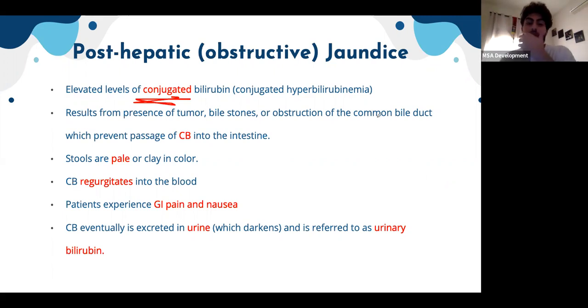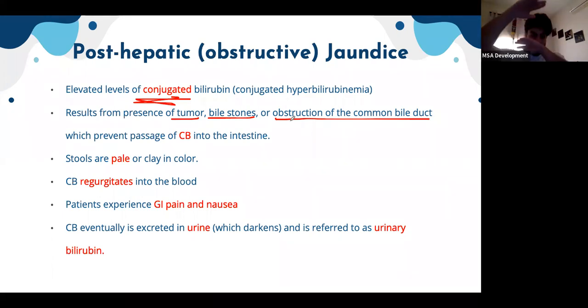And the reason for obstruction in the common bile duct. So notice all this: presence of a tumor, bile stones, or obstruction of the common bile duct. This is happening post spleen and bone marrow. So it's happening after the bilirubin has already gone unconjugated and then conjugated as well. It's happening after it goes through the liver. That means there's a problem here in the conjugated bilirubin.